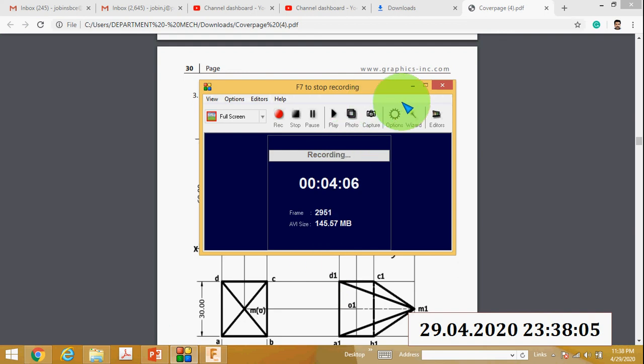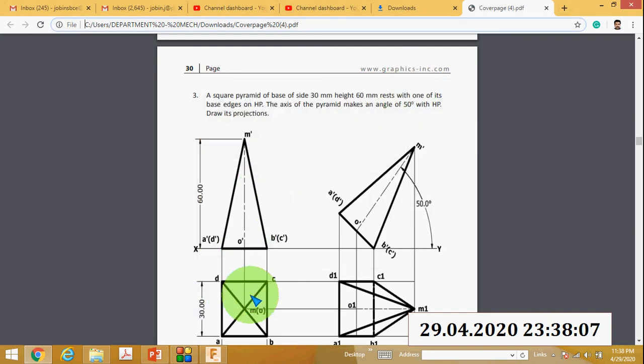Once again I will tell you. First you have to draw the square with the dimension 30 mm. Then you have to project it and draw the front view. The front view is a triangle. Then you have to tilt this object such that the inclination is 50 degrees. Then project this figure and project this figure. You will get the final top view.